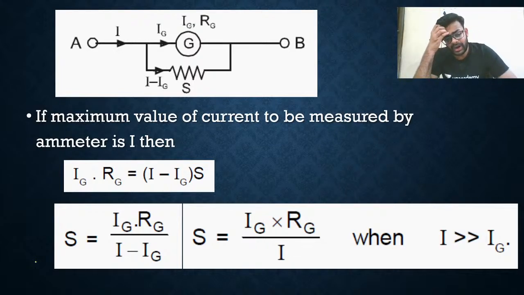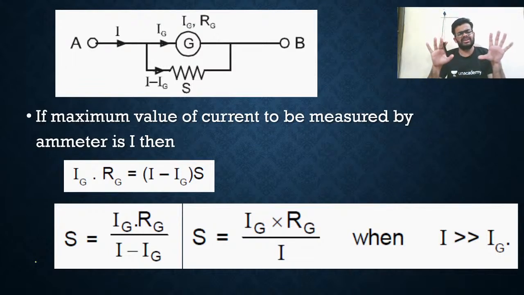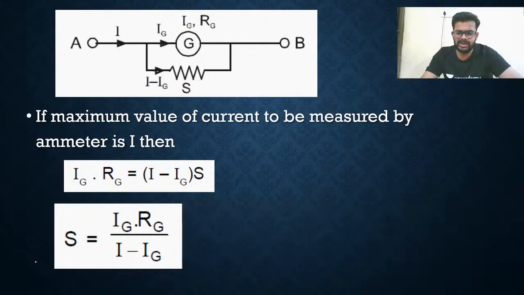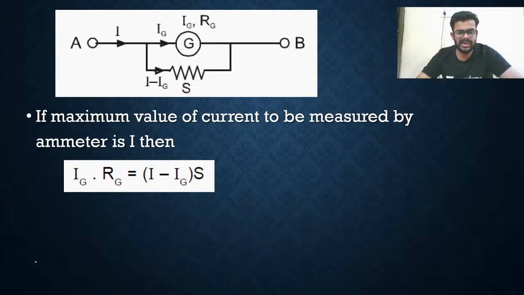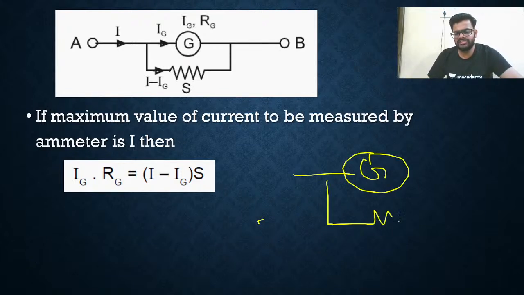If you want to measure a current, you need to use this. That's all. Hey guys, whatever I am telling may confuse you, so simply remember this much only. A galvanometer is there, and a shunt resistance is in parallel with it. That's all. This is called an ammeter.